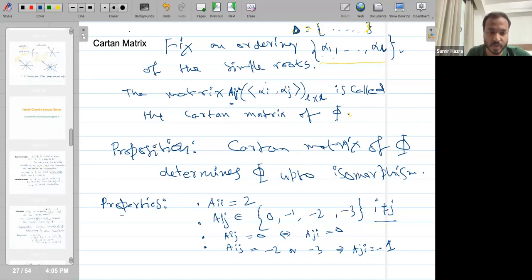There are some properties of the entries of the Cartan matrix. All the diagonal entries Aii must be 2. If i is not equal to j, the off-diagonal elements must be either 0, -1, -2, or -3. If Aij is 0, then Aji must be 0. And once there is a -2 or -3, then Aji is -1. So the opposite entry will be -1.